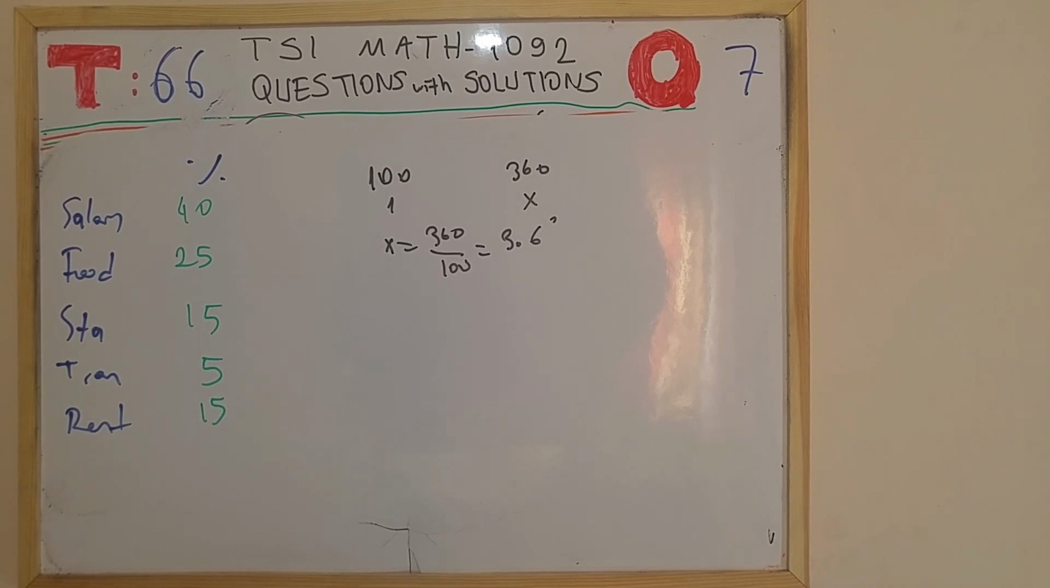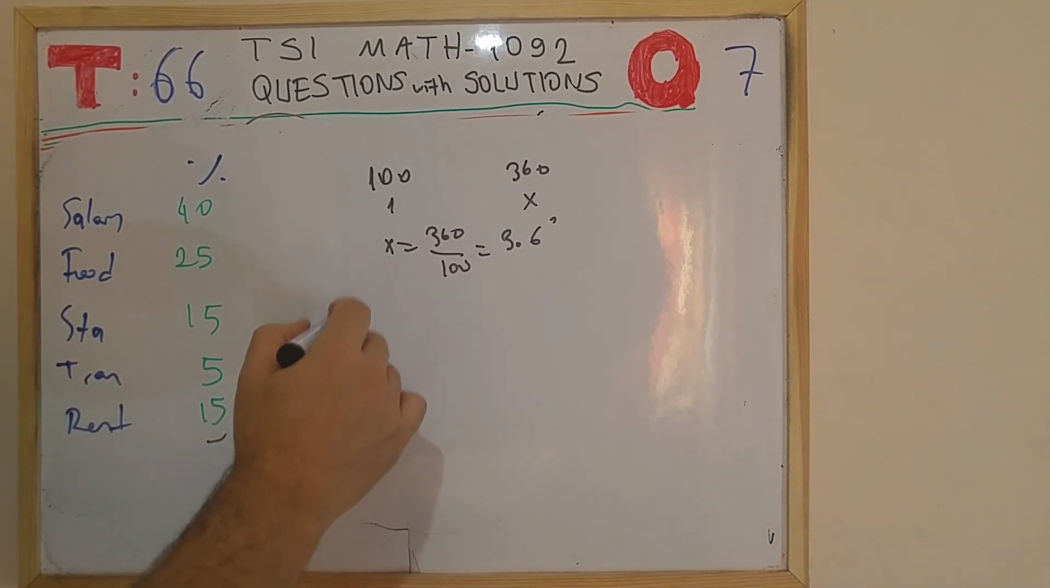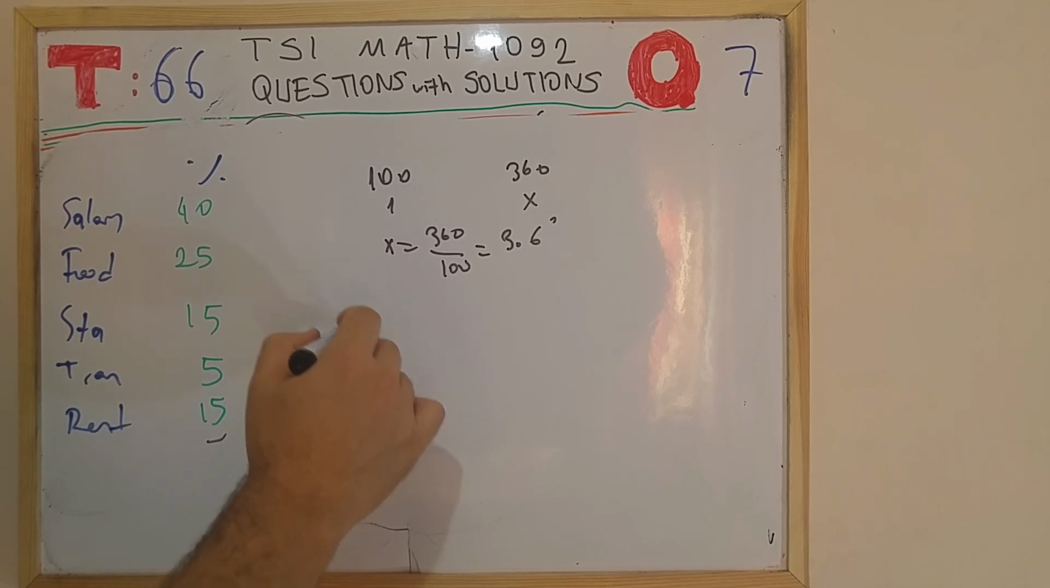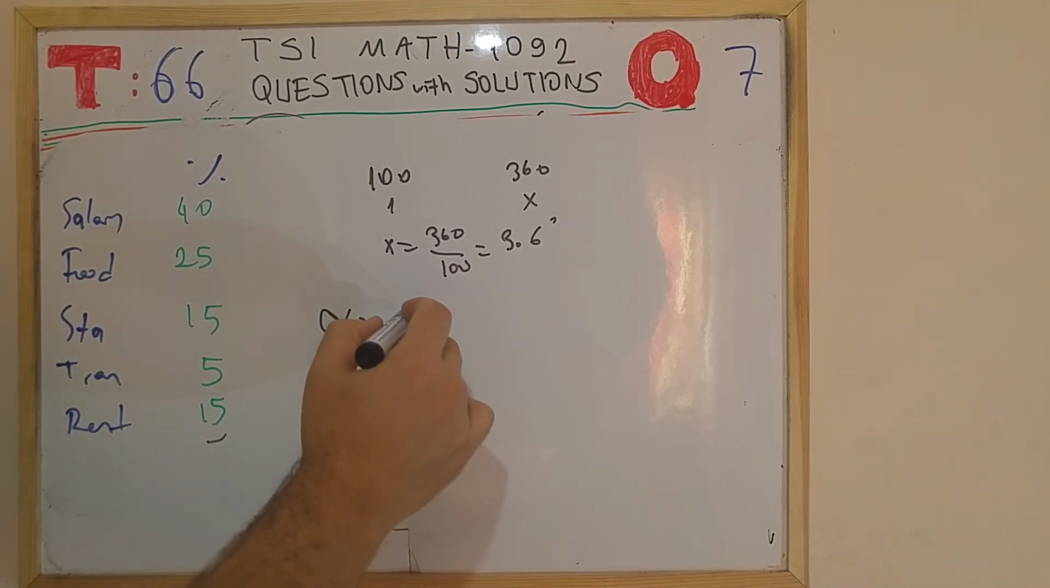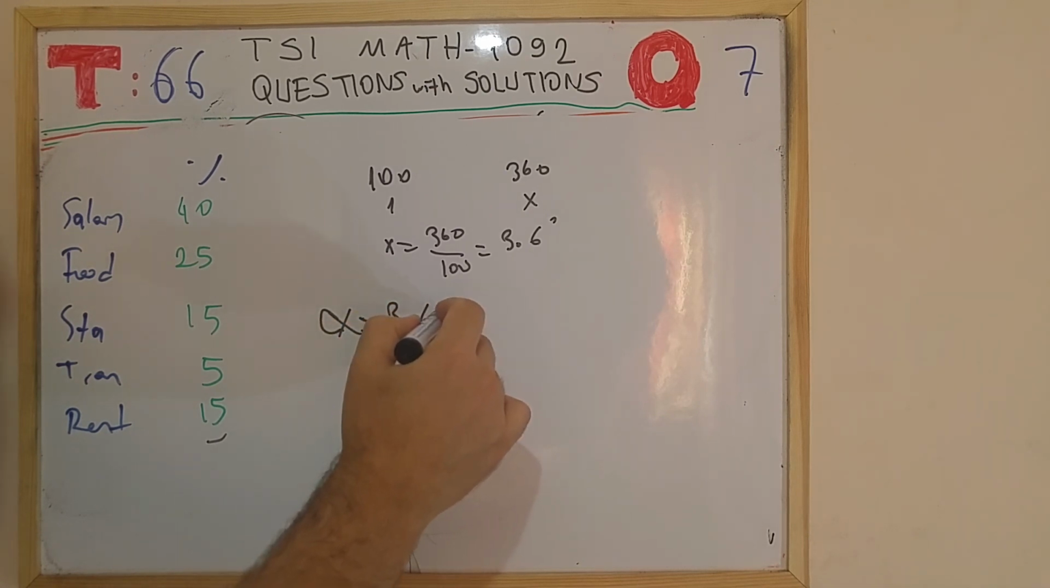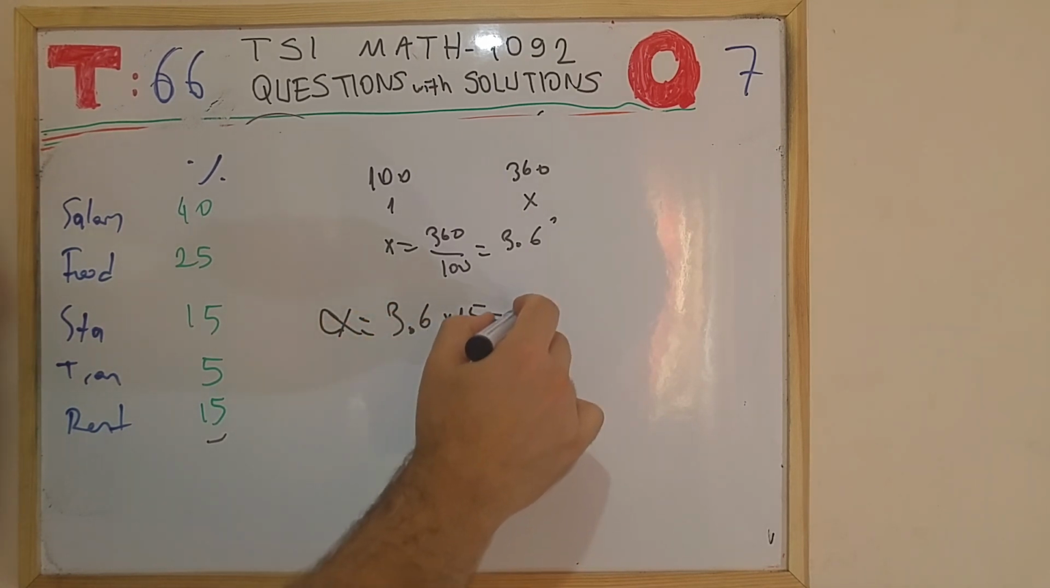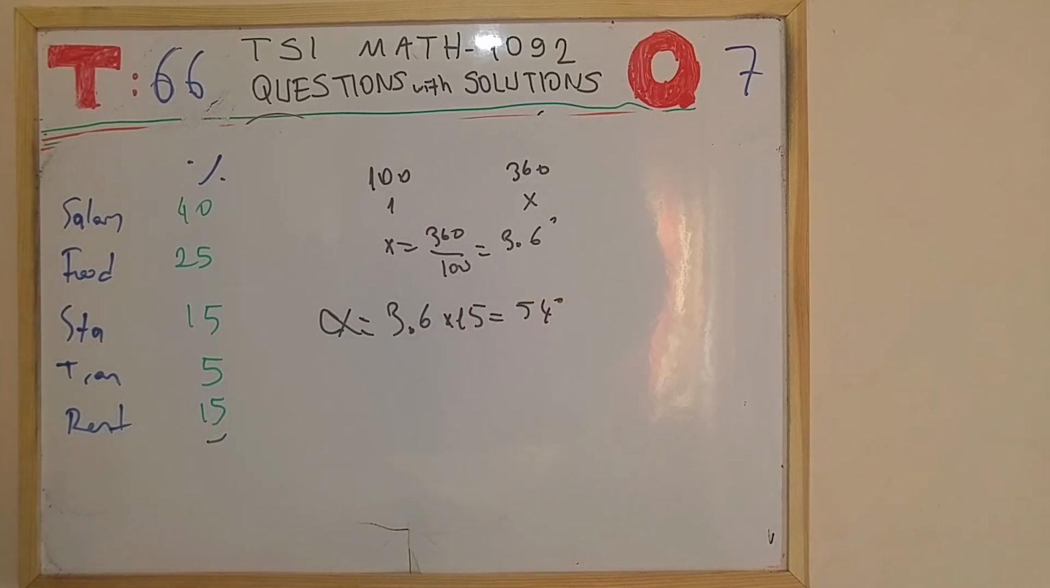For stationery here, for rent here, we have 15%. So the angle that we are looking for, let's call it angle alpha, would be equal to 3.6 times 15, which is equal to 54 degrees.